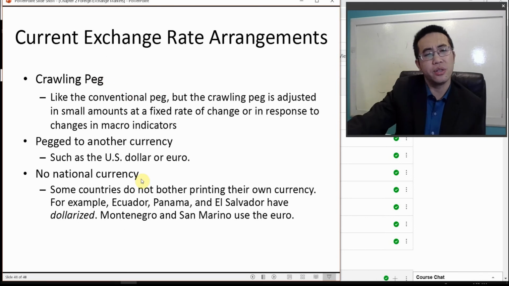There are also nations with no national currency at all, like Panama. They use U.S. dollars. Their economy is called dollarized. And there are some small European countries that use euros. They do not issue their own currency. This is different from Germany or France, who use euros as well, because those countries are within the eurozone. But countries like Montenegro and San Marino are not in the eurozone.